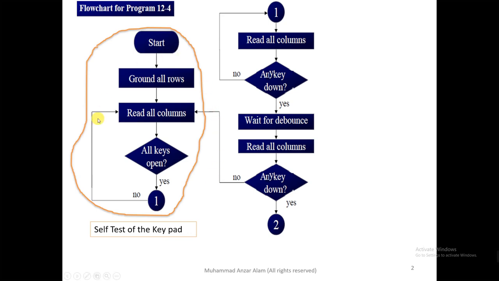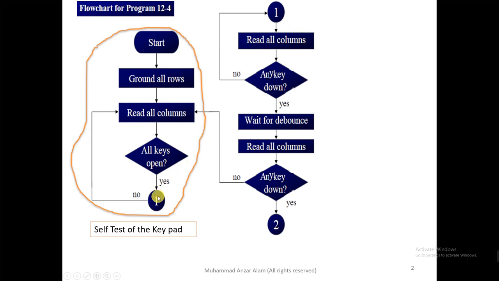If the keyboard passes this self-test, then it will jump from here to this section. So when we start, ground all rows means all the rows should be 00, and of course if none of the switches is pressed, then the columns should be 111. So read all columns, all columns are one. It means all the keys are open. Yes, if all the keys are open, then we move on. If any of the keys is closed or faulty, by mistake in the pushed status, then the program will not move from here to here, but it will remain in this loop until all the switches become free, all the switches become open. Otherwise the program will not go ahead.